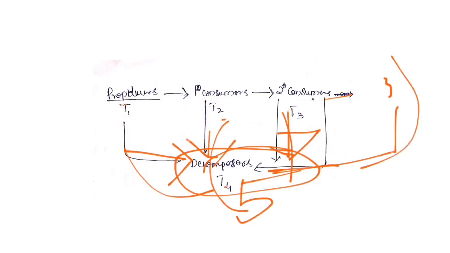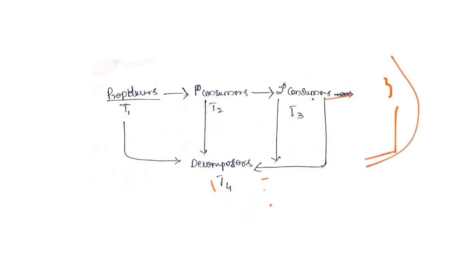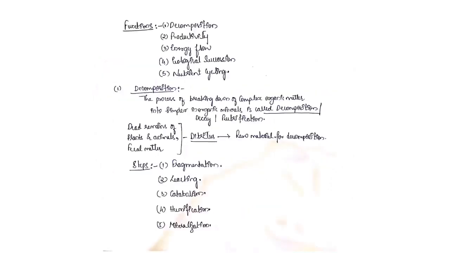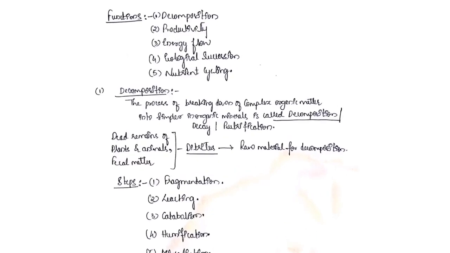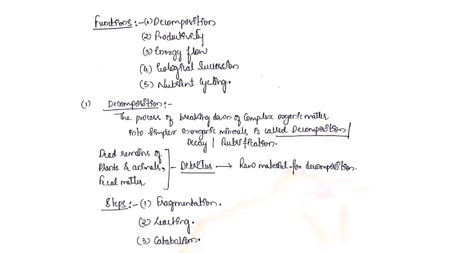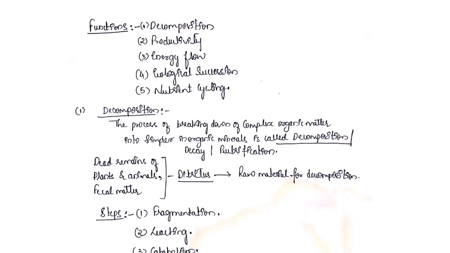Usually, producers occupy the first trophic level, primary consumers the second trophic level, secondary consumers the third trophic level, tertiary consumers the fourth trophic level, and decomposers the fifth trophic level. Okay, this is about trophic levels. Next one is functions. The ecosystem performs different functions. Those functions are decomposition, productivity, energy flow, ecological succession, and nutrient cycling. These are the major functions performed by the ecosystem.